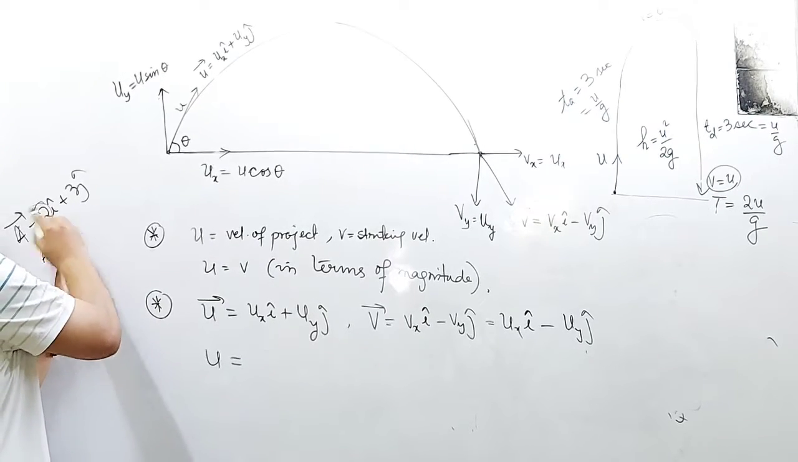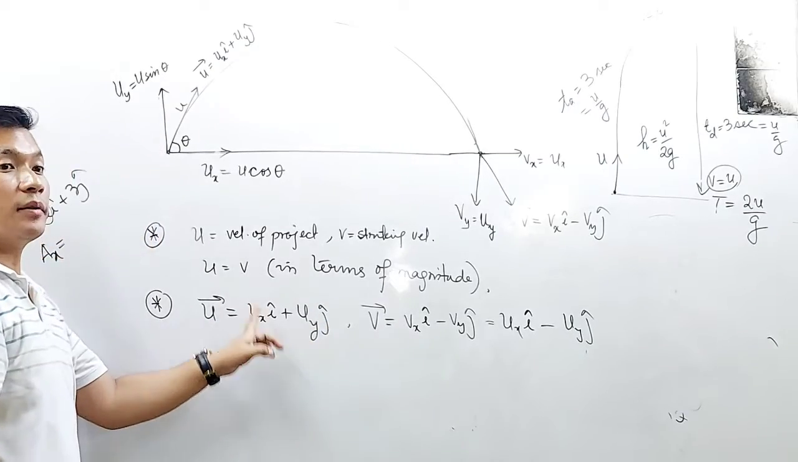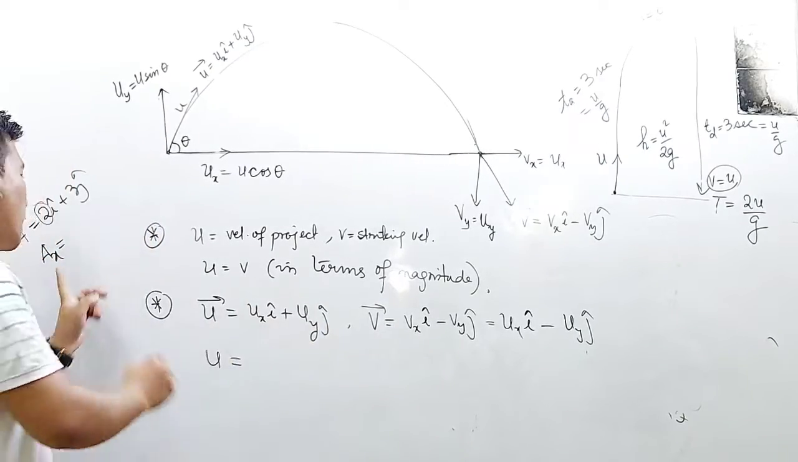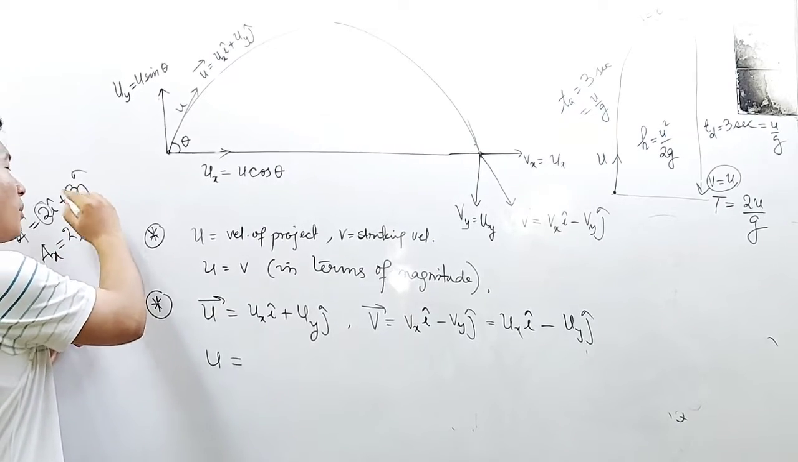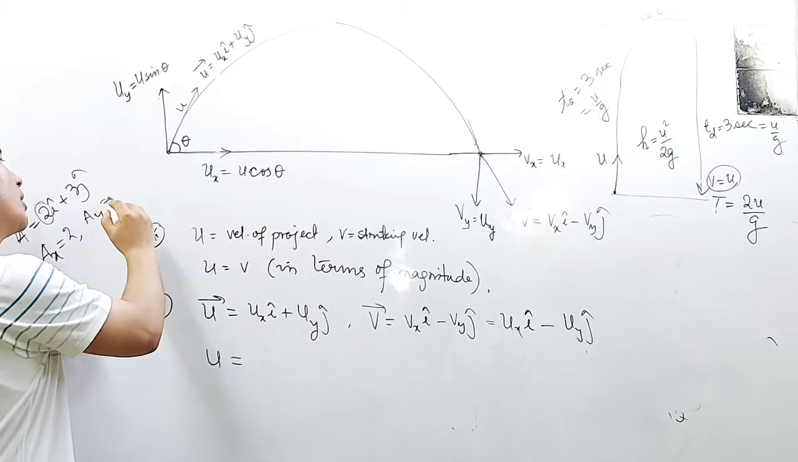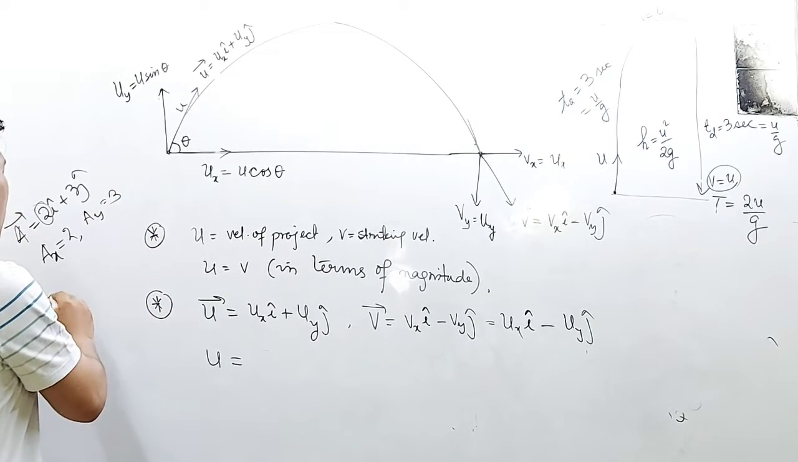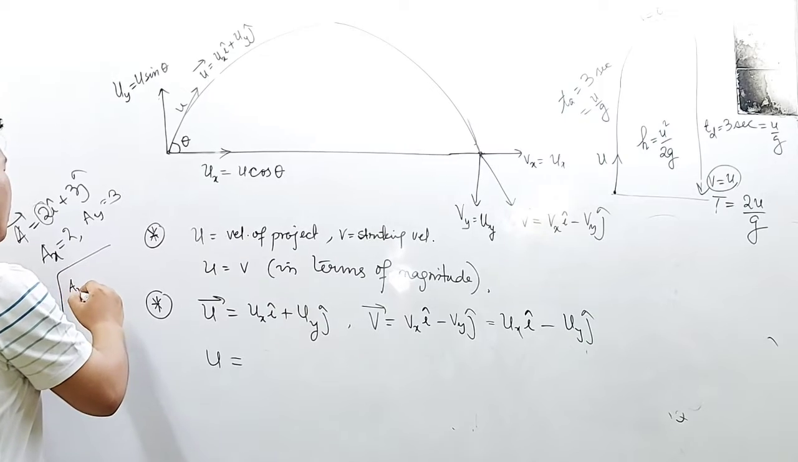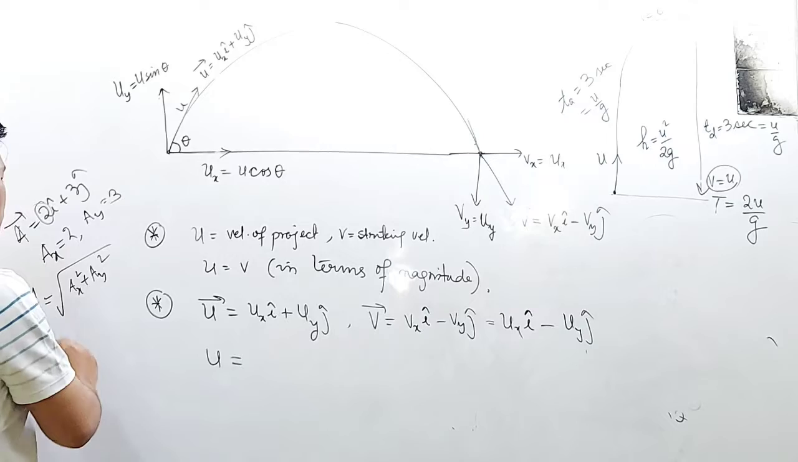The x component is ux, which is 2, and the y component uy is equal to 3. Then here your magnitude a will be equal to root over ax square plus ay square.